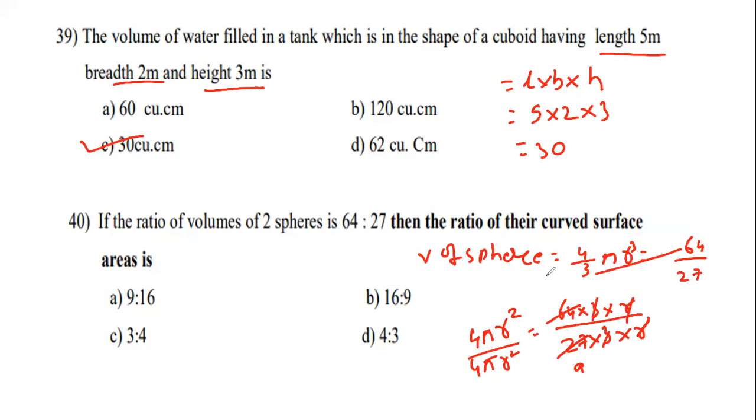4 by 3 pi r cube is correct. Volume of two spheres, 4 by 3 pi r cube, is correct. 4 by 3 pi r cube is equal to 64. The ratio is 64 is to 27. Then the curved surface area. Eight is to 3.